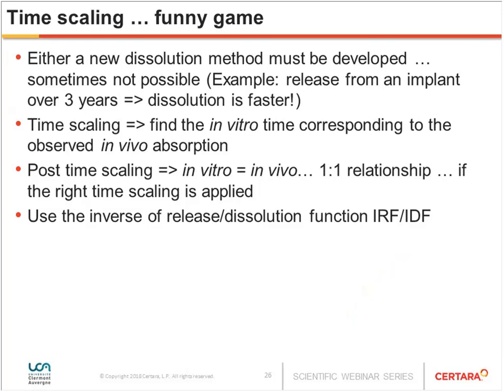So I am going to have, in this case, a relation which is going to tell me what you observe in vivo at half an hour is going to be observed in vitro, for example, at 25 minutes, 0.45. What you observe in vivo at 1 hour is going to be observed in vitro at 50 minutes, and so on. After time scaling, and you can refer to the webinar on time scaling, I will have a one-to-one relationship because my time scaling allows me to link together the time needed in vitro to have exactly the same result as in vivo. So to do it, I'm going to use the inverse of the release function in vitro, or the inverse of the dissolution function of in vitro. You have everything explained in the webinar about time scaling.